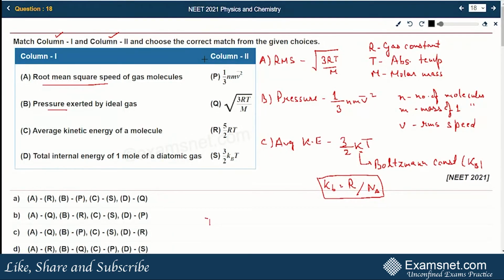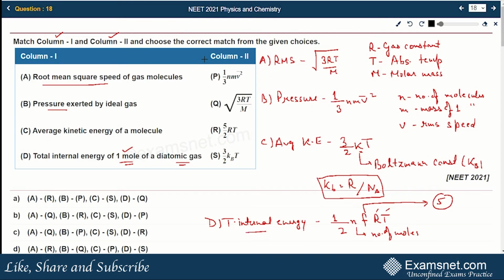The last one is total internal energy, the internal energy of 1 mole of diatomic gas. Here we use the formula 1 by 2 nFRT. Here R is the gas constant, T is the temperature, and n is the number of moles. The number of moles is given as 1, so n will be equal to 1, and f is the degree of freedom, which for diatomic gas is 5. So the total internal energy will become 5 by 2 RT. So what will be the correct match here? Option C will be the correct answer.